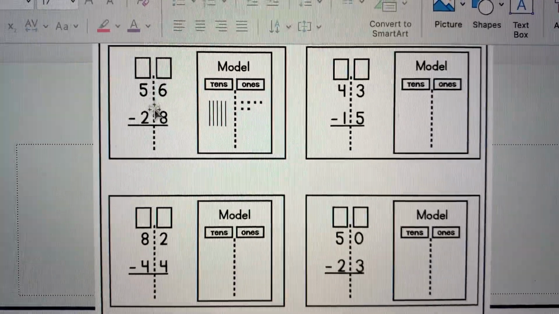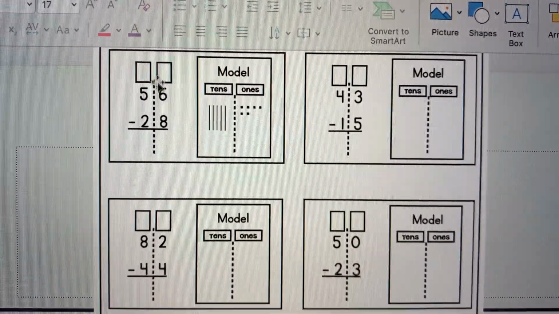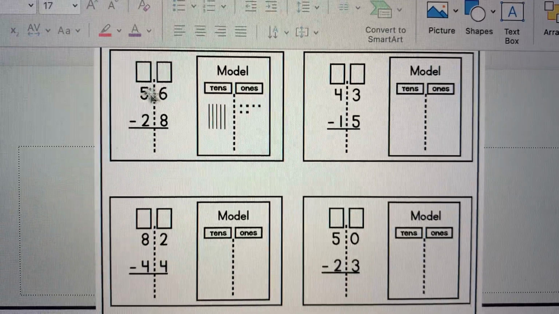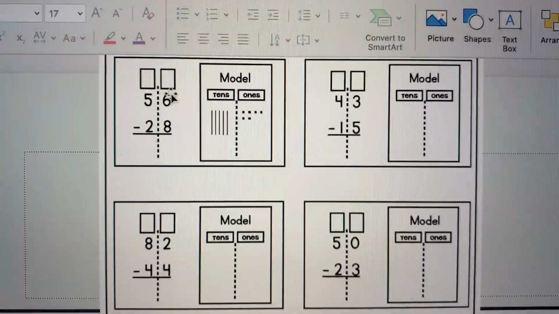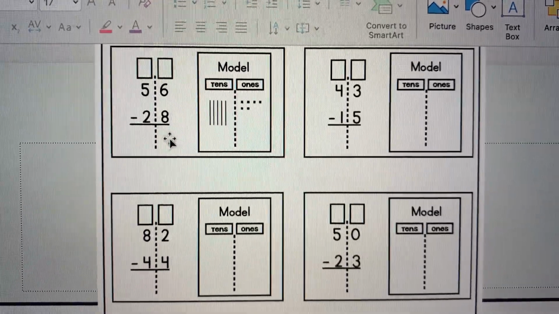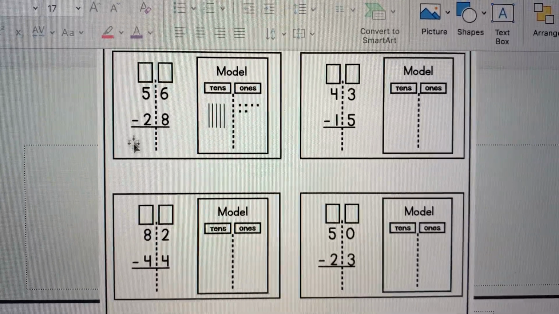It breaks up the numbers here. There's a line that goes down the center to show the students that although it's 56, we're looking at it as 2 separate numbers, so we can properly subtract and regroup these numbers and create our answer.